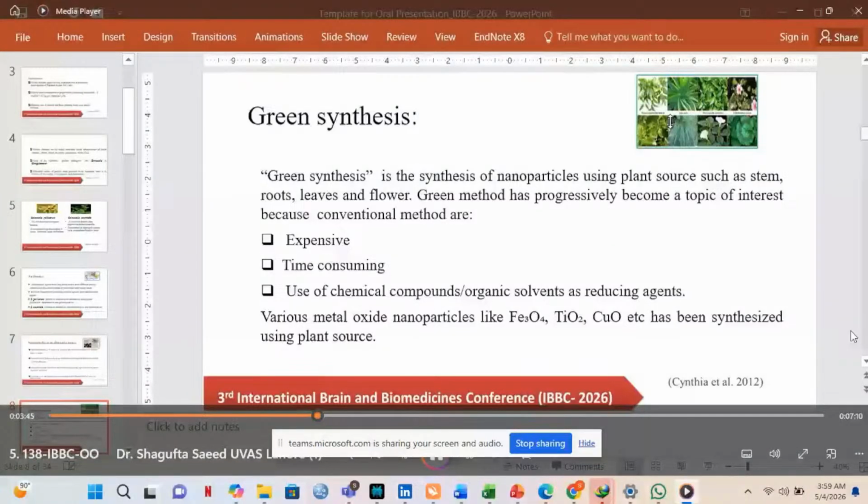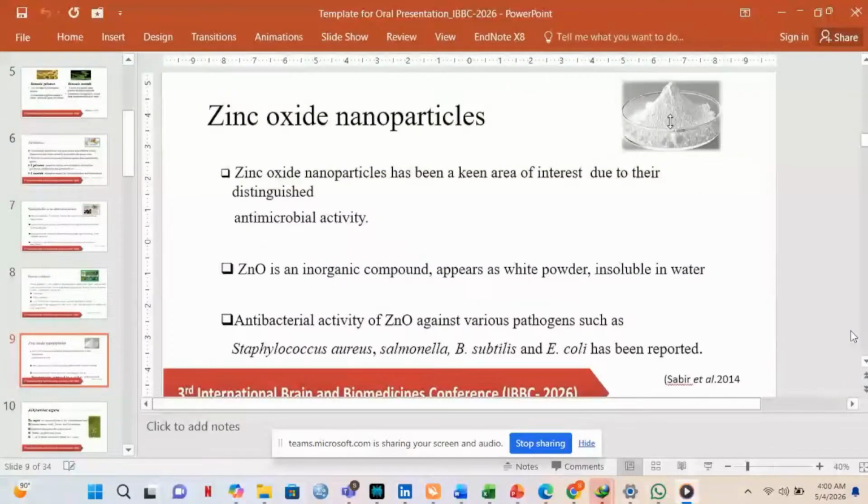Zinc oxide is an inorganic compound that appears as a white powder insoluble in water, and the activity of zinc oxide against various pathogens like Staphylococcus aureus, Salmonella, Bacillus subtilis, and E. coli has been reported. Acanthus aspera is a species of plant in the Acanthaceae family, and its common name is carpet or devil's weed. It is distributed throughout the world, habitats dry and warm places, is 1 to 2 meters in height, and is commonly found as a shrub.